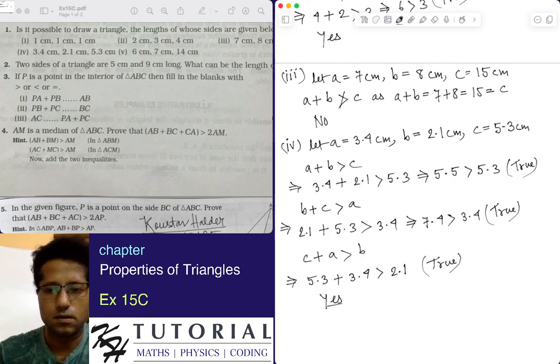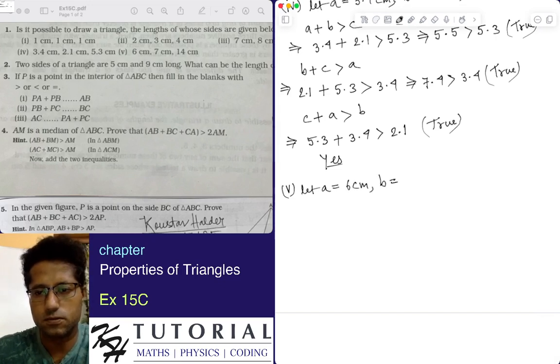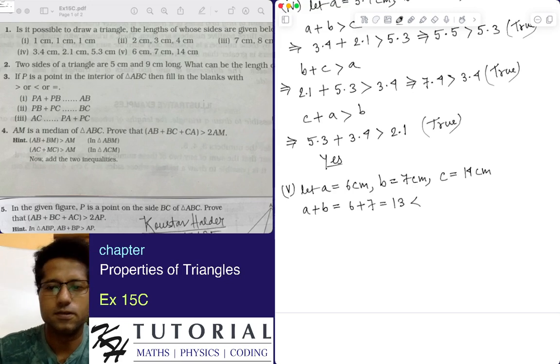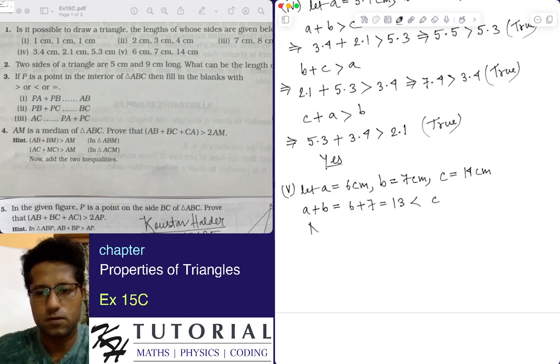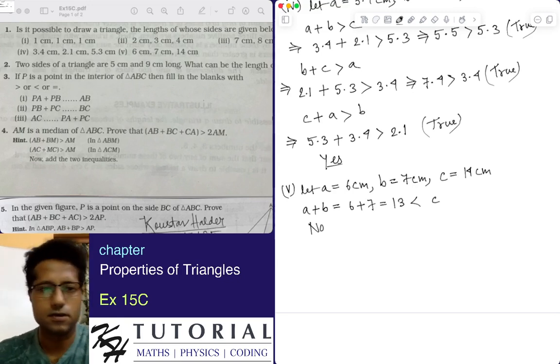Okay, let's do part 5. So let A equals 6 centimeter, B equals 7 centimeter, C equals 14 centimeter. Now we can clearly see that A plus B equals 6 plus 7 equals 13, which is less than C. So therefore no triangle can be formed having the given lengths as its sides.